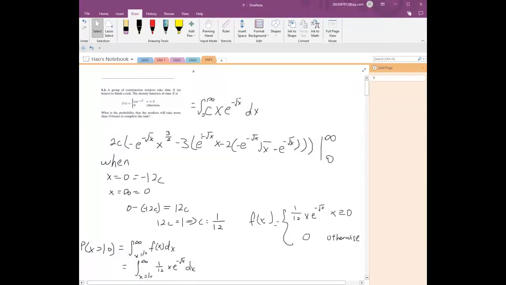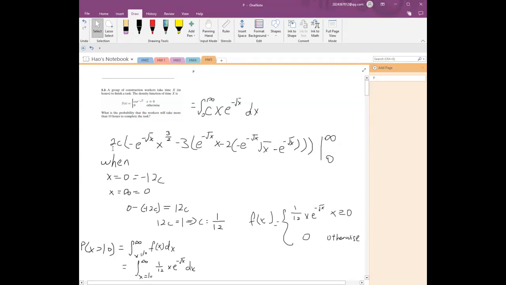I got question number 5.2. A group of construction workers take time X in hours to finish a task. The density function of the time X is below. What is the probability that the workers will take more than 10 hours to complete the task? First, I do the integral of this to find what C is.